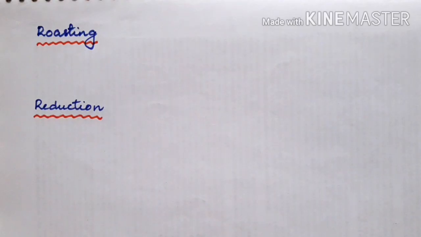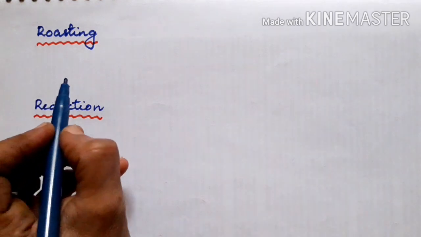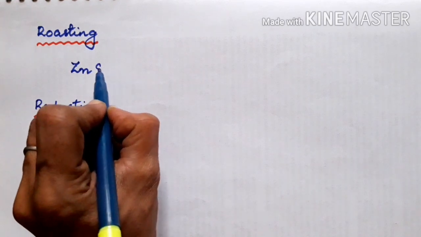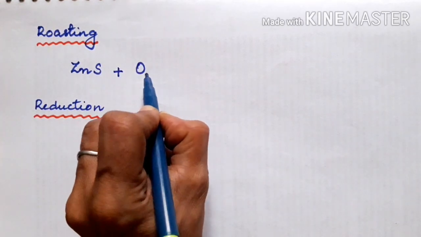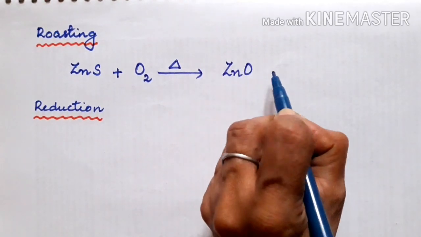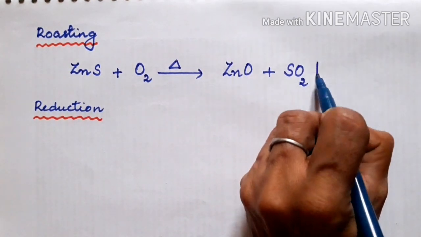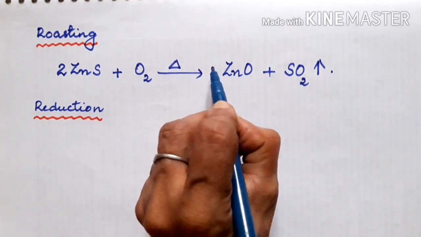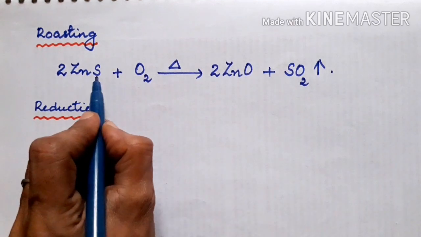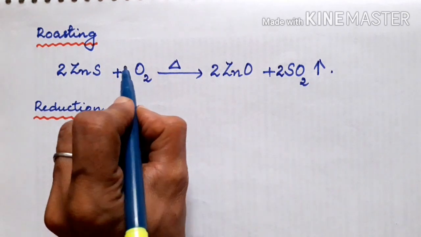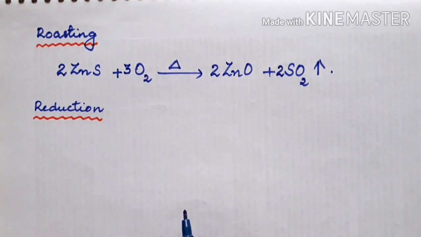We shall just write down the equations involved in roasting and reduction. Here, the ore taken is zinc sulfide. When it undergoes roasting in the presence of oxygen, it is converted to zinc oxide plus sulfur dioxide. Sulfur dioxide rises up. So here, if we add 2 in front, we have 2 ZnO. Sulfur becomes 2, so this side it becomes 2 SO2. A total of 6 oxygens are there, due to which we have to balance it as 3O2.